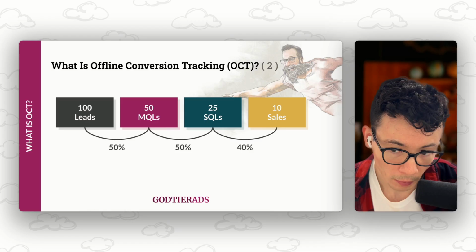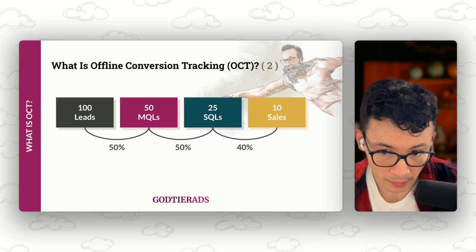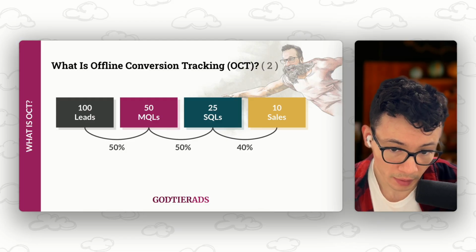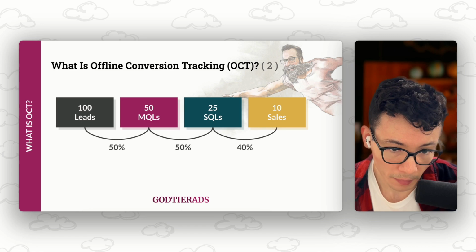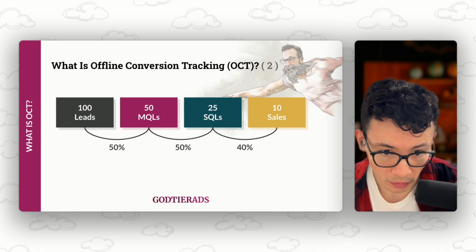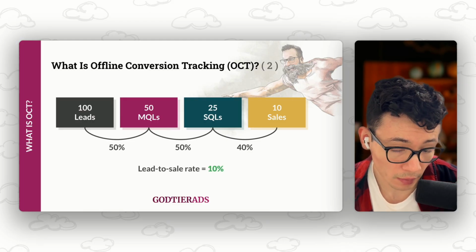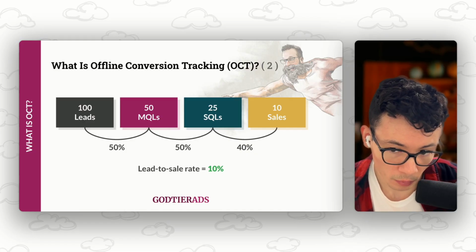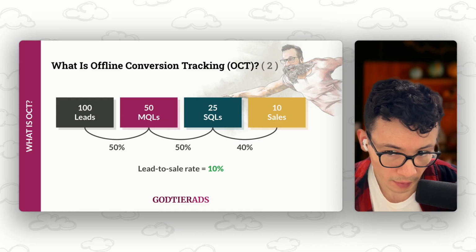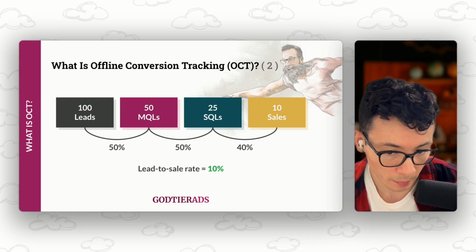For example, looking at this graph, we can see that there's a 50% conversion rate from lead to MQL, a 50% conversion rate from MQL to SQL, and then finally a 40% conversion rate from SQL to sale. And if we combine them together, we understand now that there's a lead-to-sale rate of 10% from when a person becomes a lead to when they become a sale, which means we need roughly 10 leads for every sale for this particular lead generation business.